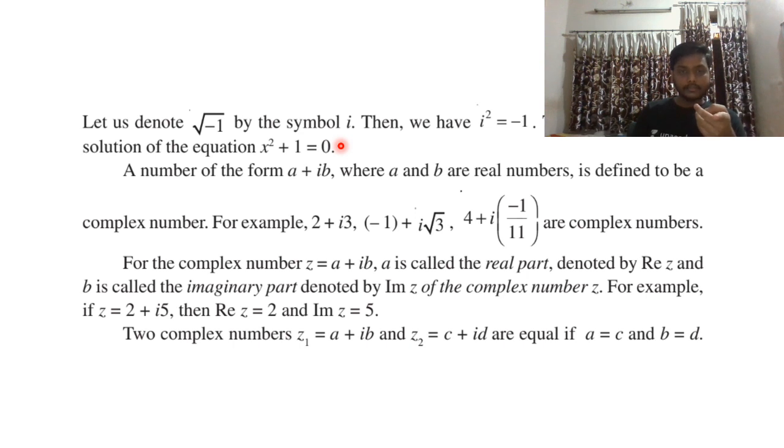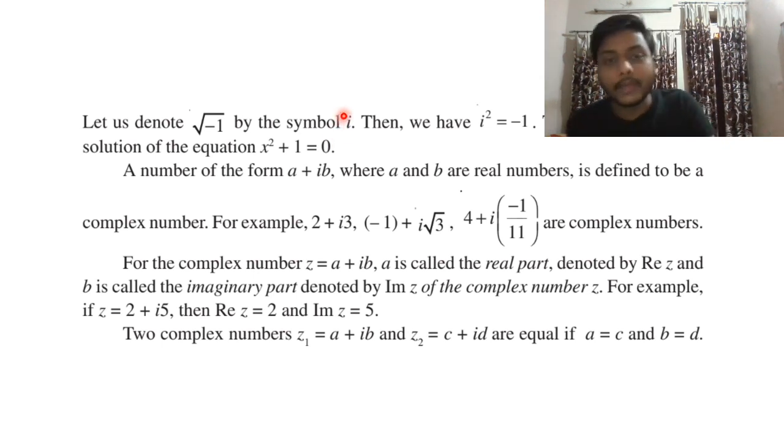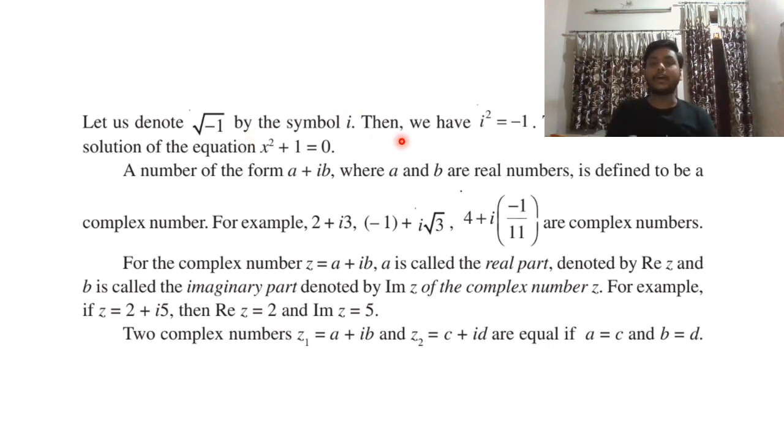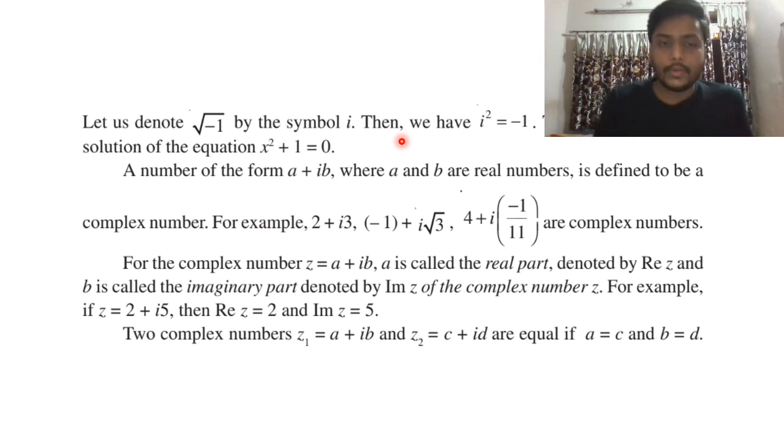Make sense or not, guys? X is equal to root of minus 1. Clear? Guys, getting it or not? X is equal to root of minus 1. And root of minus 1 is nothing but this iota. So we have x is equal to iota. That is the solution of this particular equation.